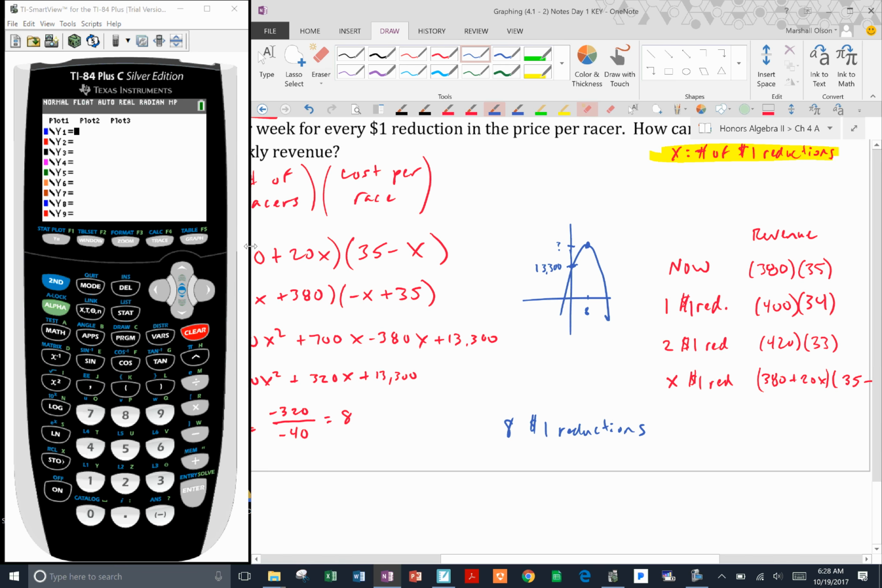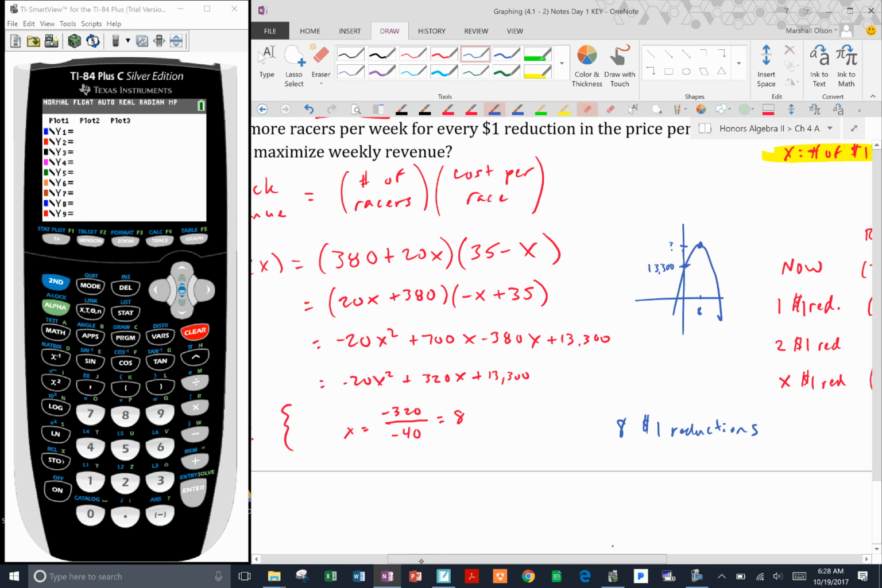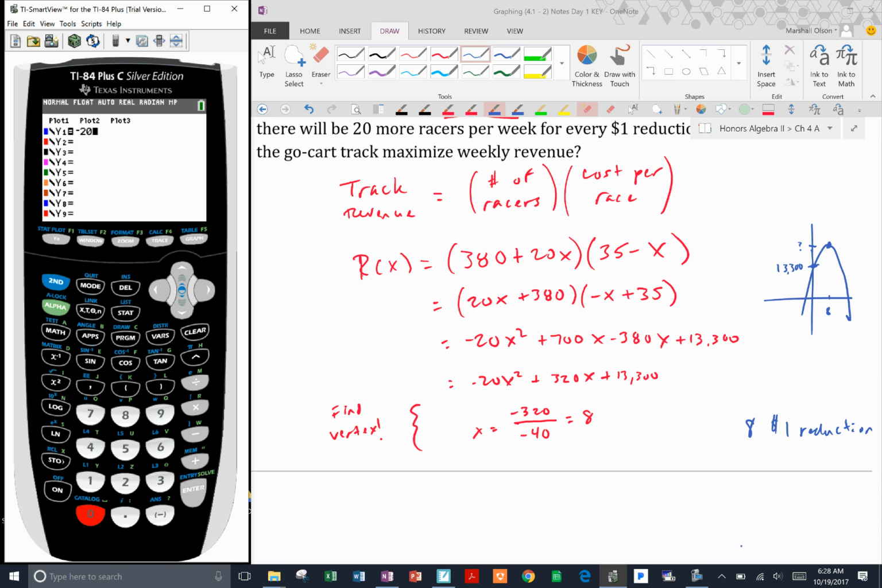There we go. Okay, so we've got negative 20 x squared. Need the x first. Sorry, my calculator's lagging a little bit here. I've got too many things running. Negative 20 x squared, there we go, plus 320x plus 13,300.